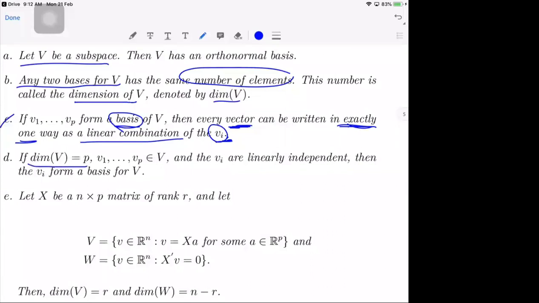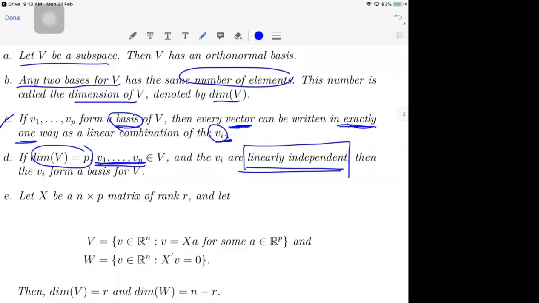Next, if the dimension of V is p, and your vectors v_1 to v_p in V are linearly independent, then they form a basis for V. If you recall, our definition of a basis has two requirements: linearly independent and they span V. But if you can show that the dimension of V is p and the vectors are linearly independent, then you no longer need to show that they span. So the v_i can form a basis for V. That will simplify our definition of a basis, or how to show whether a set of vectors is a basis for V.